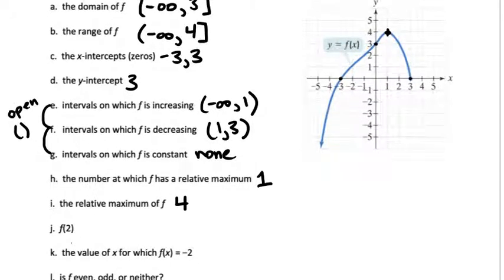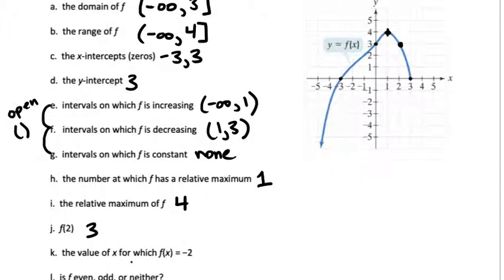We have f of 2. Remember, this is the y-coordinate when x equals 2. So I find x equals 2. I go up to the graph. That's this point. The y-coordinate there is 3.